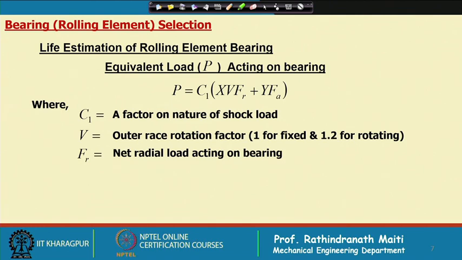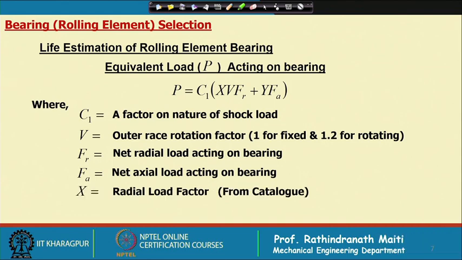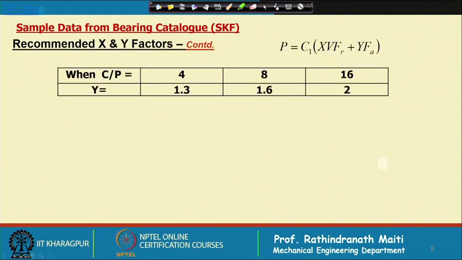Whatever load is coming on the gears through the shaft, it is being transferred to the bearing for the load support, and calculating those, we can calculate the net radial load. FA is the net axial load acting on bearing, and X is the radial load factor from catalog, and Y is the axial load factor, this is also from catalog. Now, for these X and Y factors, there are detailed recommendations in the catalog.